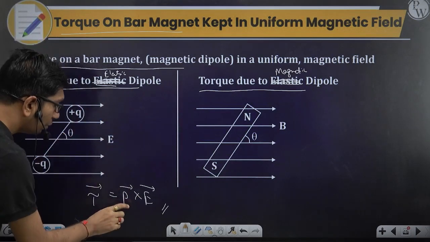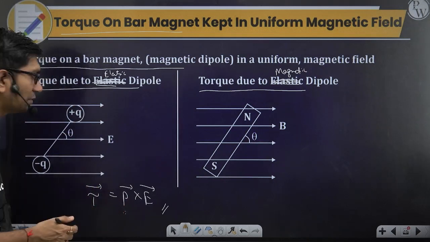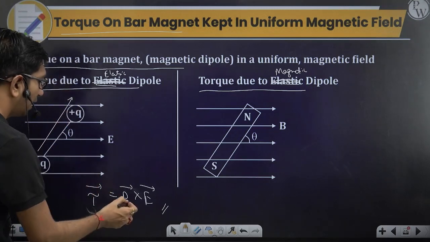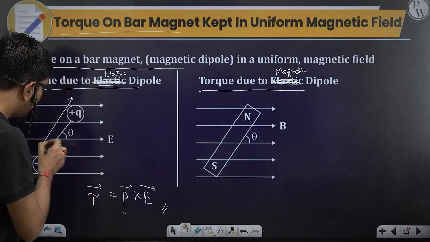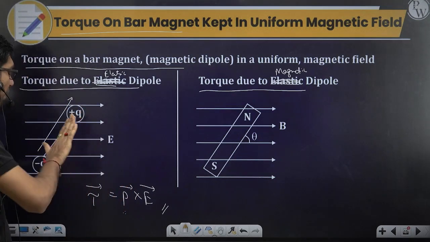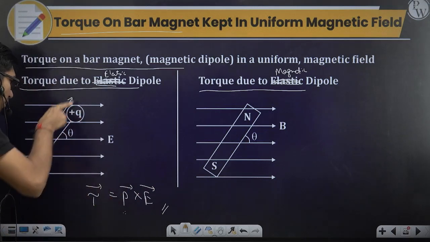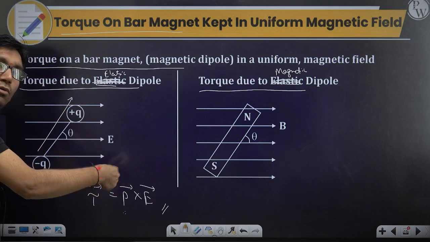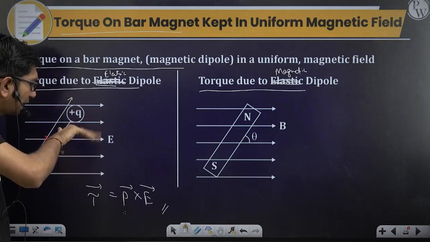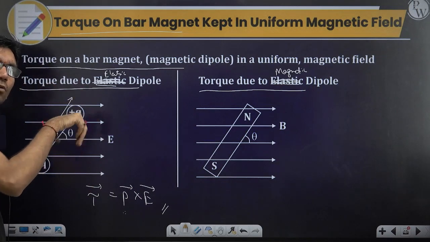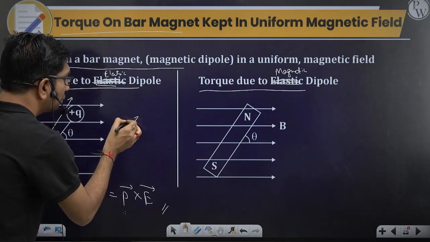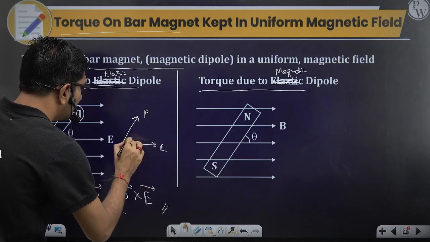Take your right hand, move your fingers. First of all, tell me the direction of the electric dipole, in this direction, correct? And the electric field is in this direction, right? Now keep your fingers in the direction of the electric dipole. Next, move your fingers towards the electric field. So finally, what is the direction of torque you got? P is in this direction and E is in this direction, correct?